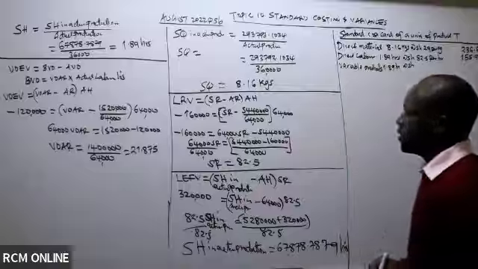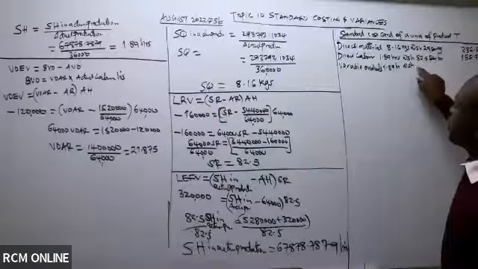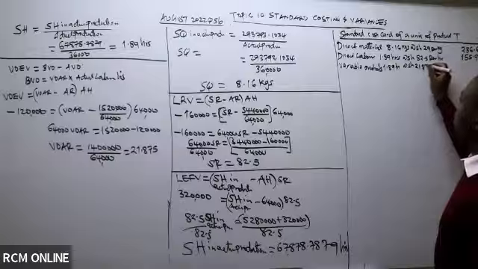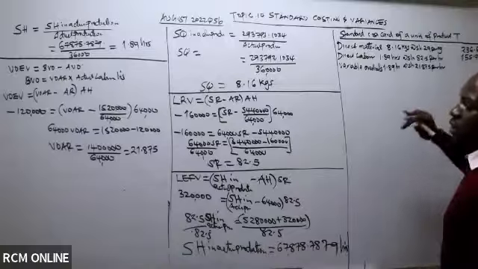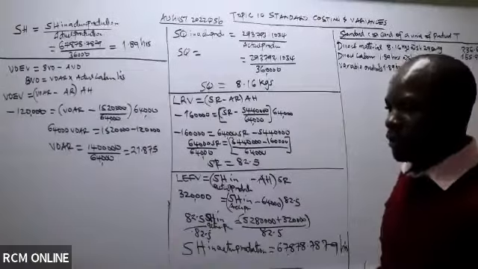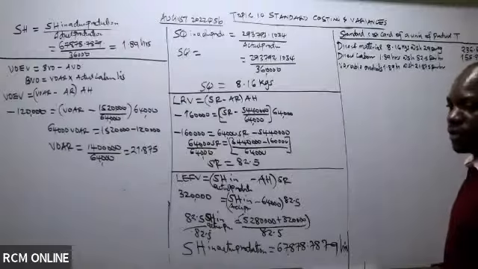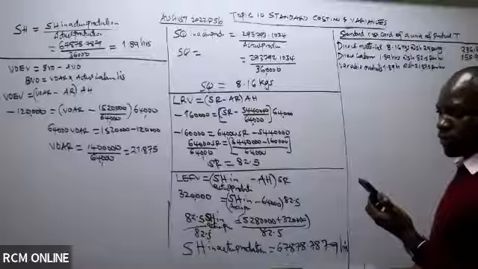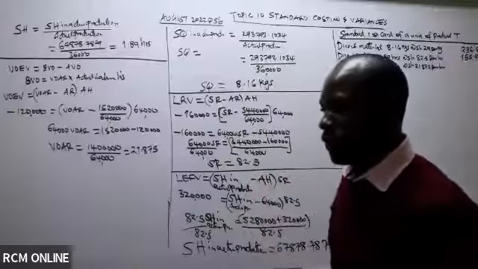Don't forget, refer to our standard cost card of the previous question. Variable overhead absorption rate, it was this one here per hour. So we are having 21.875 per hour. What are you getting? 21.875 times 1.89. What are you getting? 41.34.